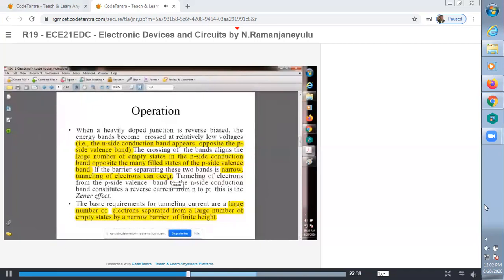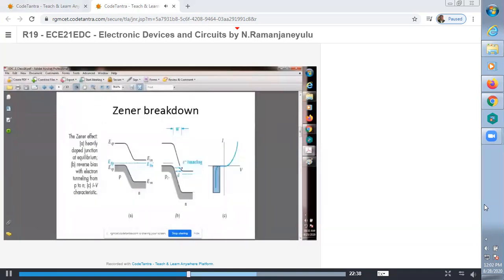What are the conditions here? One is a large electric field, and the second is a heavily doped PN junction. Heavily doped PN junction means the depletion width is very, very small. Now in this case only, tunneling occurs.